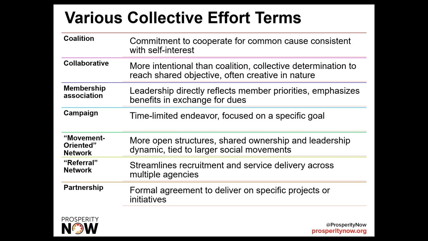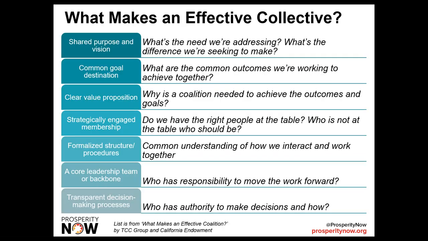Before I dive in, I also wanted to state that I will either use the word coalition or collective advocacy effort to talk generally, though there are many terms that could be used to talk about these efforts. Some people might be working in coalitions, or you might call it a collaborative. You may have a membership association where you're actually paying dues, or an affiliate of an organization that's doing advocacy. You may have a campaign that is on a specific policy or goal and time limited. Some groups are working on movement-oriented networks around larger social movements, referral networks. People have formal partnerships. So there are lots of terms that can be used. As I'm talking today, if I use the word coalition or group, really I'm speaking to collective advocacy efforts generally. All right. Let's dive in.